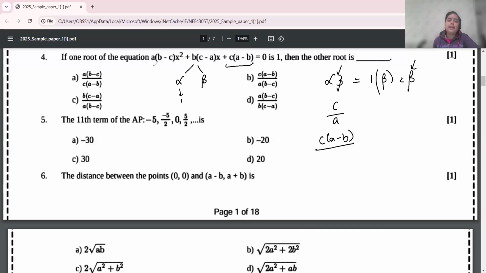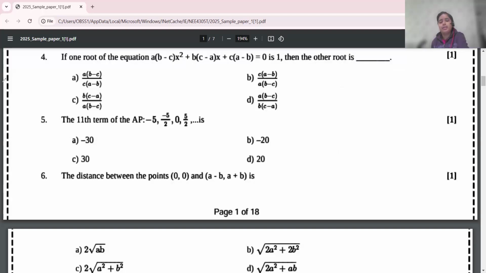and A is A times B minus C, and this is the other 0. The answer is option number B. Moving on, we go to the next question, which says the 11th term of the given AP is.